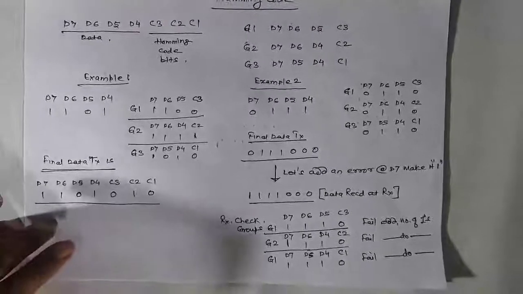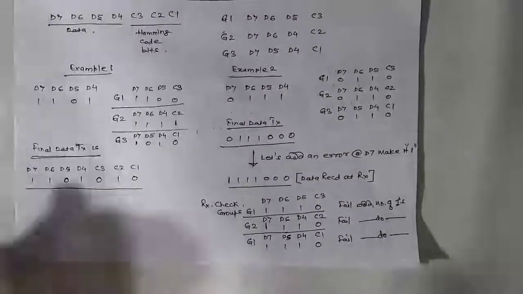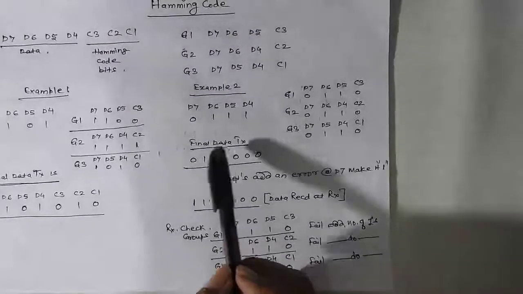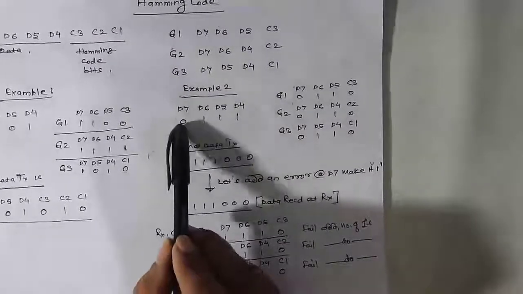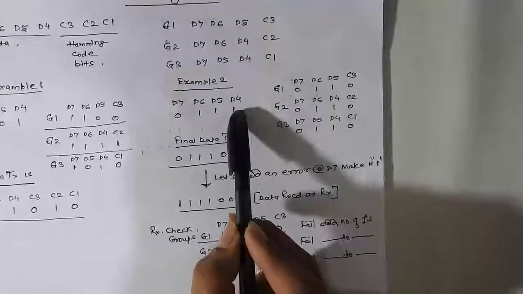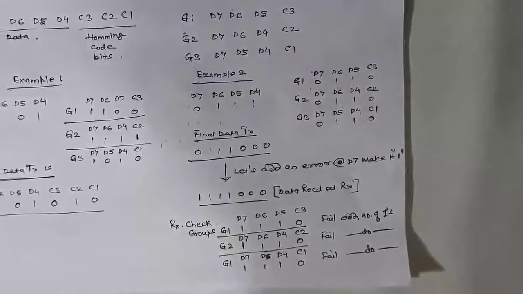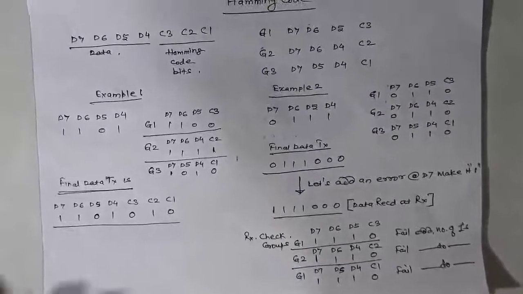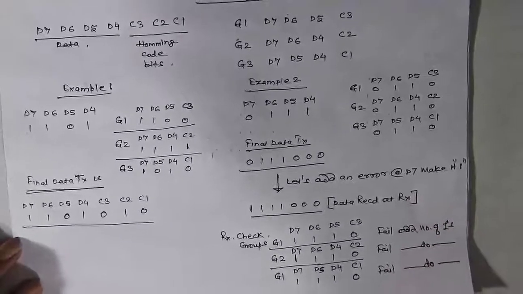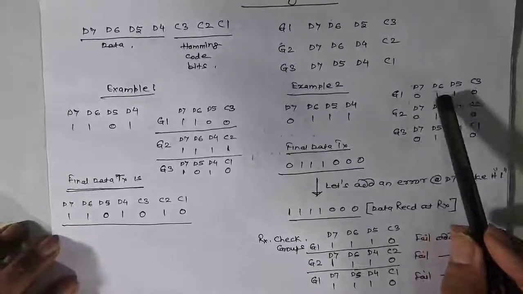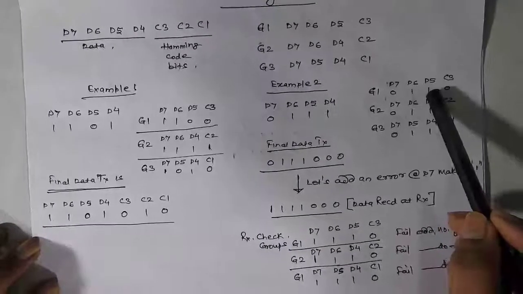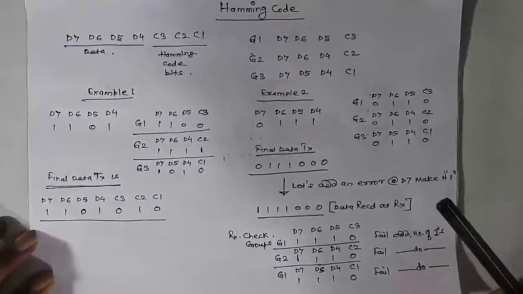Let's see another example, group example 2. The data is 0111. So D7 is 0, D6 is 1, D5 is 1 and D4 is 1. Now let's derive the Hamming bits. Group 1: D7, D6 and D5, which is 0, 1 and 1. This has an even number of ones, so the C3 bit will become 0.